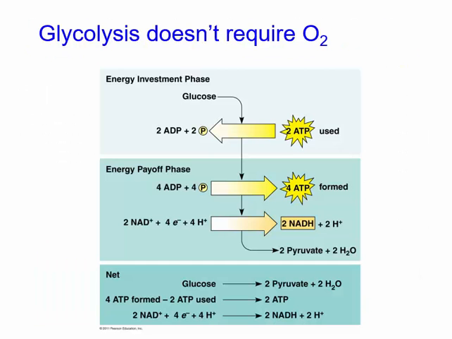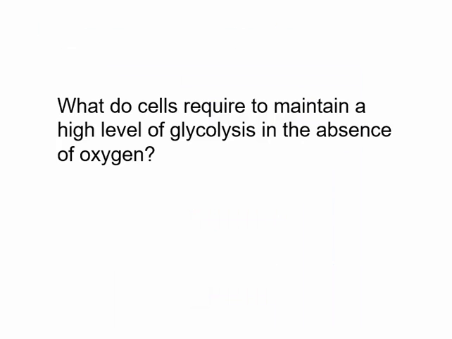All right. But look at glycolysis. Is oxygen needed anywhere here? No. You could still do glycolysis without oxygen. And you generate a little ATP; you have to spend some, but you can generate some ATP too. But what do you need for glycolysis? So basically, what do cells require for glycolysis to work in the absence of oxygen?